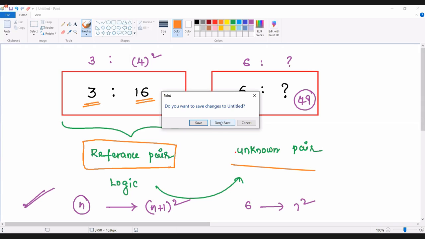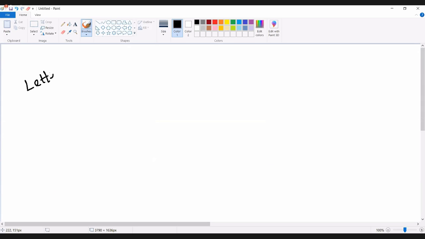You can also see questions related to letter analogy. Letter analogy means only letters are involved. You just need to understand the logic available in the letters, and the same logic we have to apply to get the required quantity. For example, if you have a question projected like this, Hari is written as like this. I'm trying to discuss the first pair. Hari is written as like this.